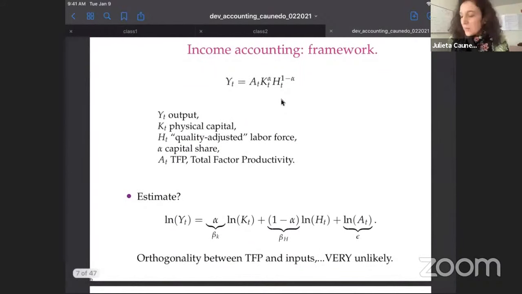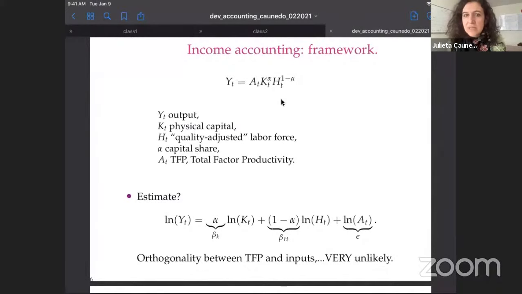Okay, so the framework that we're going to use to think about income accounting is the neoclassical framework. We're going to think of a production technology that is neoclassical, where output is produced with physical capital, K, and human capital, H, a measure of quality-adjusted labor force. Basically we want to somehow measure that people who finish college are different from people who do not go to school at all. Alpha is going to be the capital share.